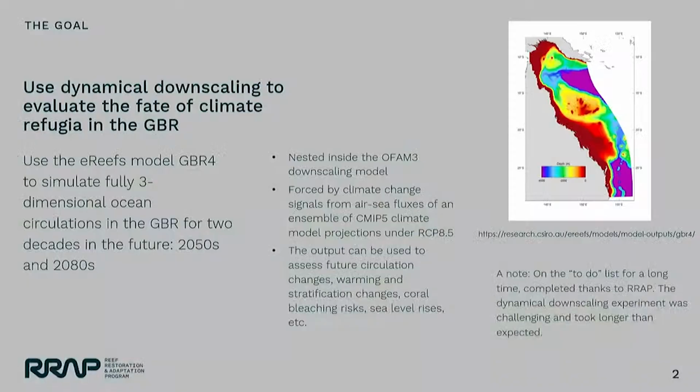When you use dynamical downscaling, it means you use a dynamic ocean model that resolves ocean dynamics to simulate future climate, using climate model forcing for the model, so that you can have physical simulations of the future climate. We did it for 2 decades, the 2050s and 2080s. This is nested inside the OFAM3 downscaling model, which I will show quickly.